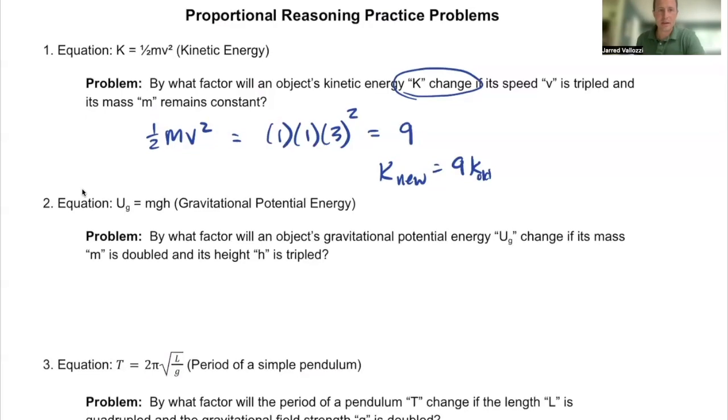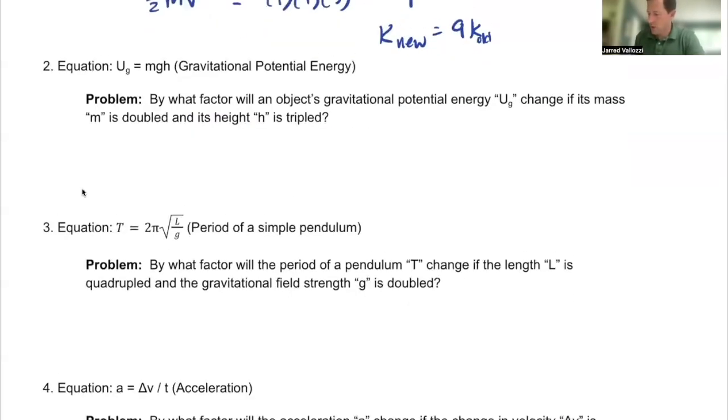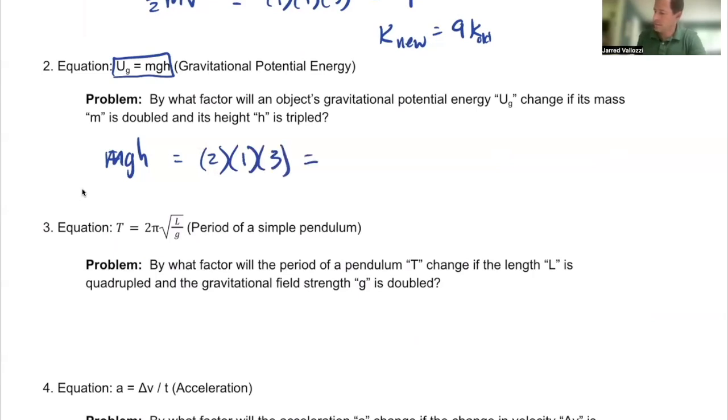All right, let's take a look at the second. By what factor will the gravitational potential energy change? Okay, so once again, step one is to solve that equation for the variable in question, and it's already solved for it, so we just have mgh. By what factor will U_G change? The mass doubles, so the mass is 2 times what it was, and the height is tripled, and g is a constant, so g gets a 1. All right, so the factor of change, again, these are not equal, I apologize, is going to be 6. So U_G new, the gravitational potential energy, is going to be 6 times the old gravitational potential energy.